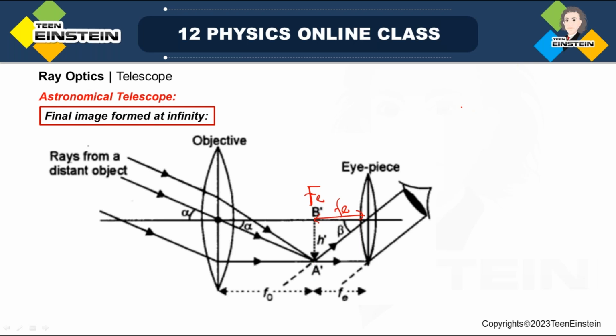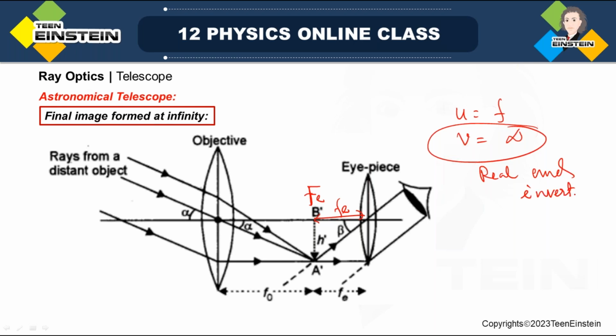And you know, when the position of an object is at focus, the image will be formed at infinity, isn't it? And what will be the nature? The nature will be generally real and inverted. Okay, real and inverted. So this is when the final image is formed at infinity.